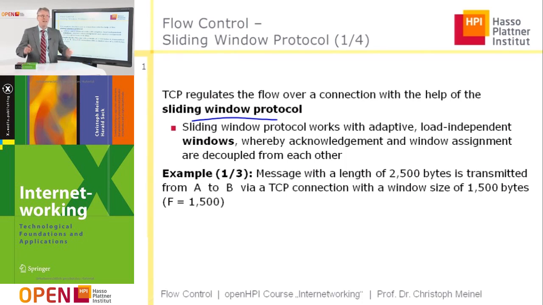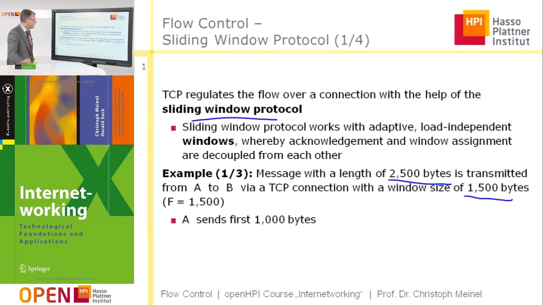We have a sender and a receiver. Let's call them sender A and receiver B. Let's assume that the message has a length of 2,500 bytes, and this message should be transmitted from sender A to receiver B via a TCP connection with a window size of 1,500 bytes. The window F equals 1,500.